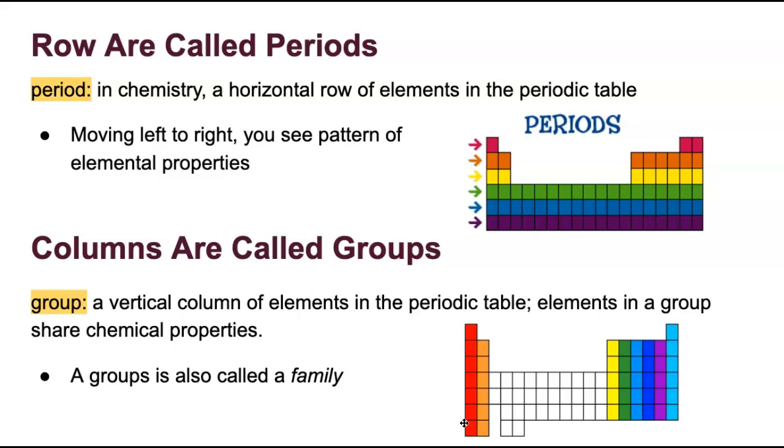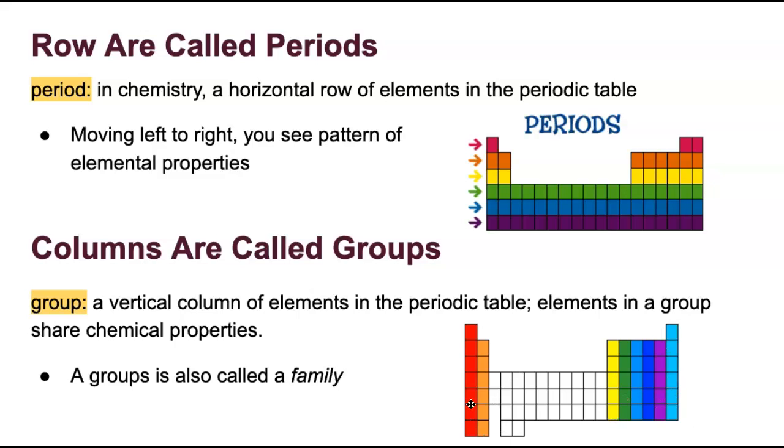Columns, or groups, which move up and down vertically, have similar characteristics and chemical properties. So all of the elements in group 1 of the periodic table, for instance, are going to share the same properties. Same with group 2, 3, 4, 5, 6, 7, and 8.